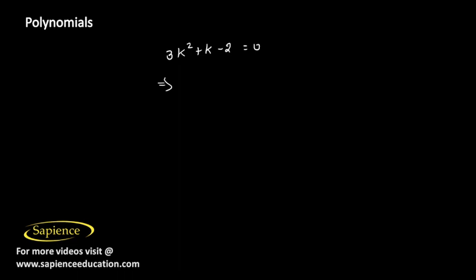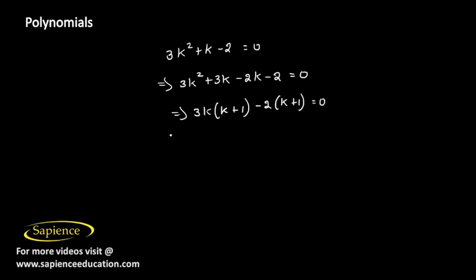and we can split this of the form 3k square plus 3k minus 2k minus 2 equals 0. From these two terms we can take 3k common outside, so 3k into k plus 1. From these two terms I'm taking minus 2 outside, so k plus 1 equals 0, which means 3k minus 2 into k plus 1 equals 0.